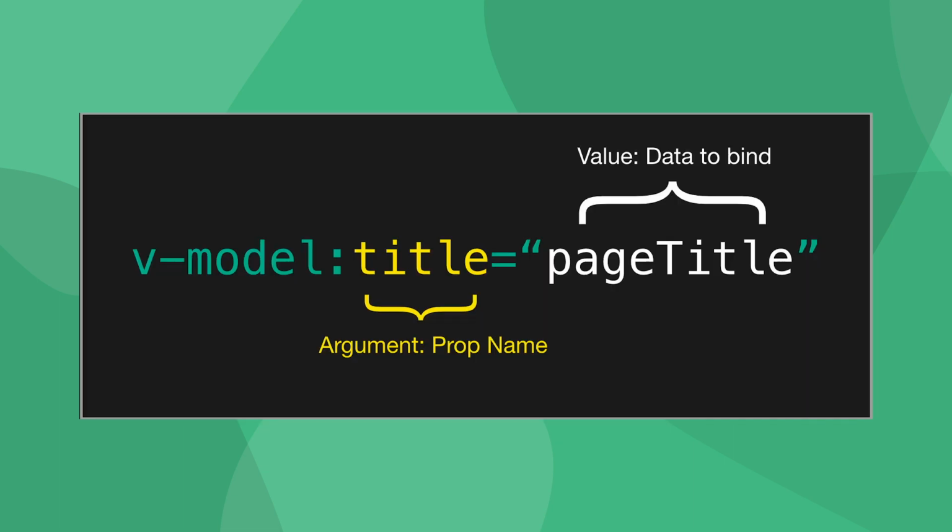Here's a little handy graphic from the Vue docs that summarizes what's going on. Title is the name of the prop that's going to be available in the child component.